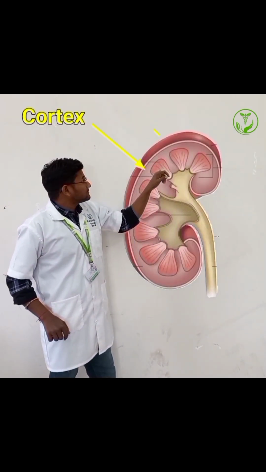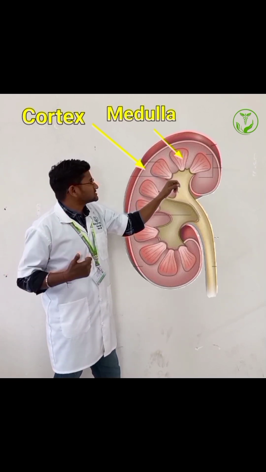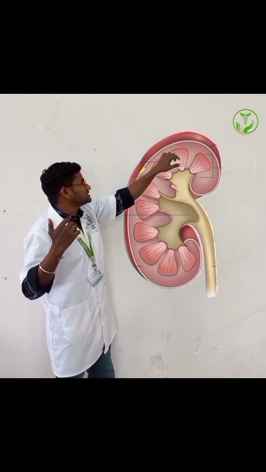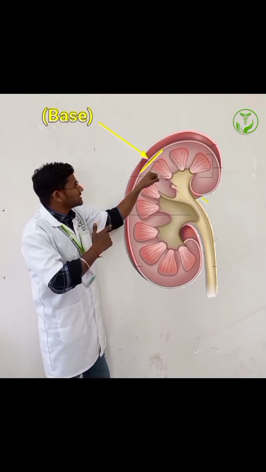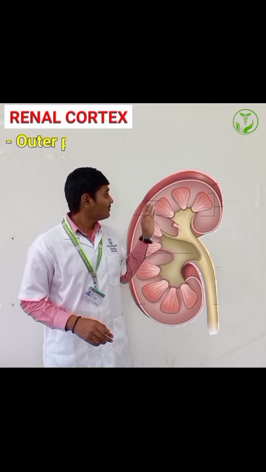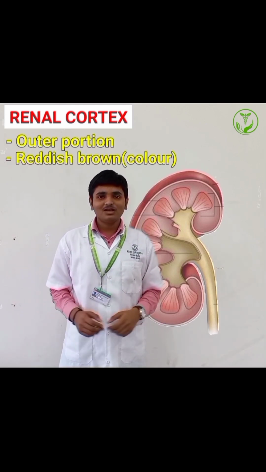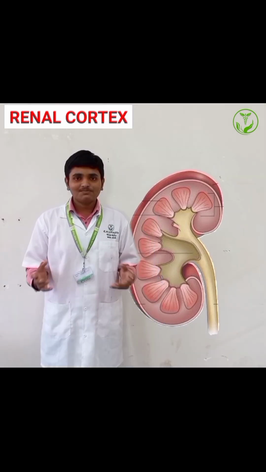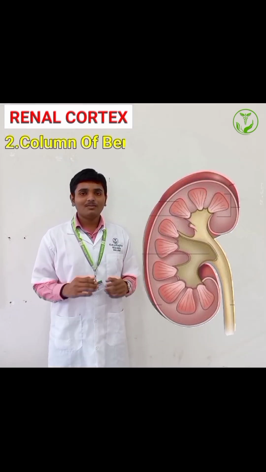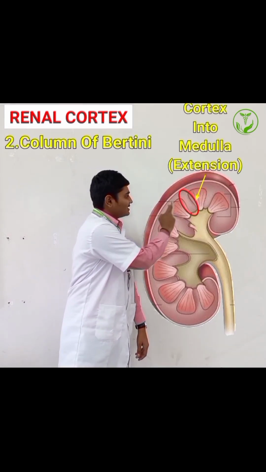Internally, the kidney is divided into two parts, the outer cortex and the inner medulla, which faces towards the renal sinus. There are 8 to 10 conical masses called renal pyramids. Pyramids contain a base which faces towards the cortex and apices which face towards the renal sinus. The renal cortex is the outer portion of the kidney which is reddish brown in color. It is divided into two parts. The first part is the cortical arch which forms the caps over the pyramid. The other part is the column of Bertini, which is the extension of the cortex into the medulla.